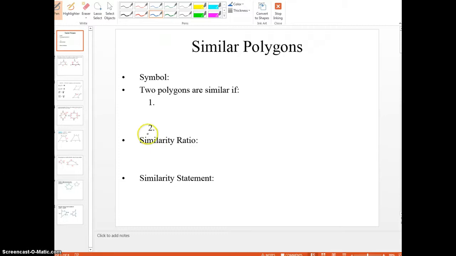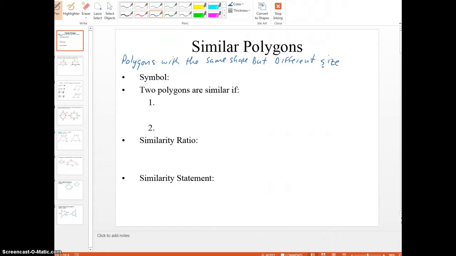Today we discuss similar polygons. Now, similar polygons are polygons with the same shape but different size. Alright, now if you remember congruent polygons, they have both the same size and shape. So now similar polygons are the same shape but different size.